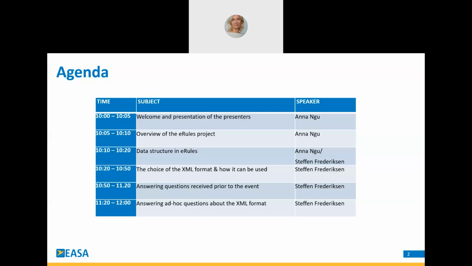So, a quick look at the agenda. First, we start with a super quick overview of the eRules project to tell you how we started. Then we will talk about how the data is structured within the eRules project. And then we will move to a more technical part. We will explain why we went for this XML format, and we will give you some ideas on how it can be used. Then we will go through some questions that were frequently asked already last year when we shared the format with the stakeholders. And then the last bit will be an open session for the questions that you may be asking spontaneously.